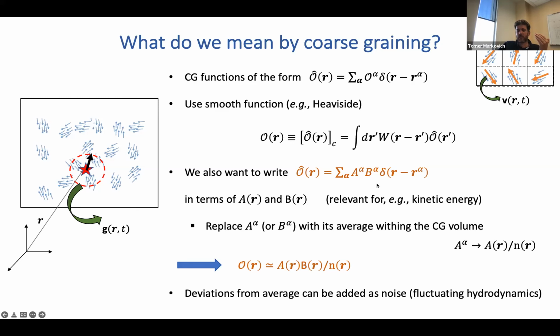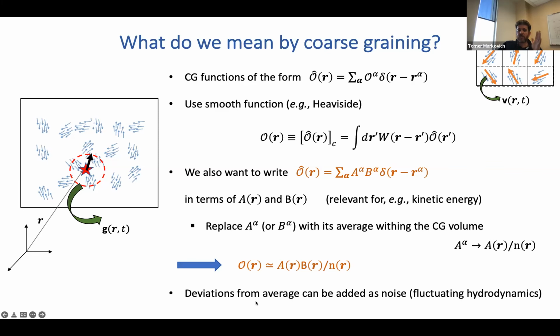And the way we do it is the simplest way you can have in mind, and I just replace B alpha by its average within this coarse-grained volume. So it's an approximation. So I just replace it by A of R divided by the density. And this gives me that the coarse-grained field here, if it has this form, would be just A times B, the field A, the field B divided by the number density within that region. So you can check that it works in, say, the kinetic energy or in other cases, but this is obviously not exact. That's an approximation, and this is what I mean by coarse-grained. It's the simplest way you can have in mind.